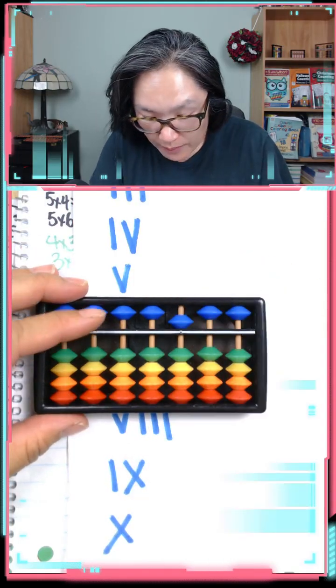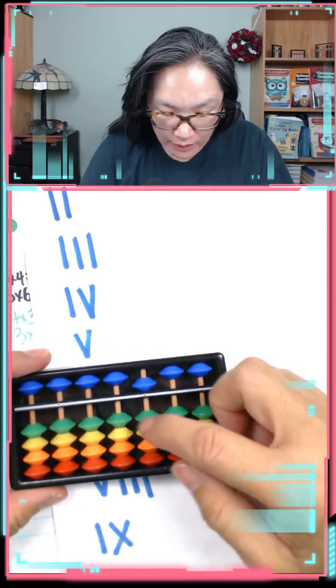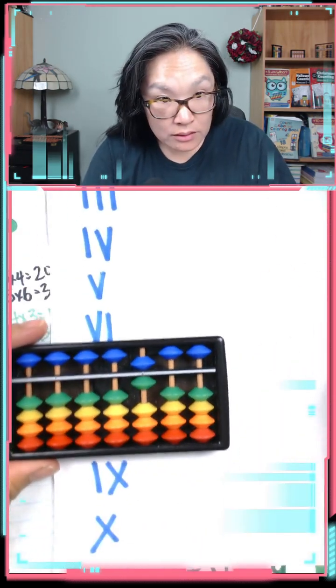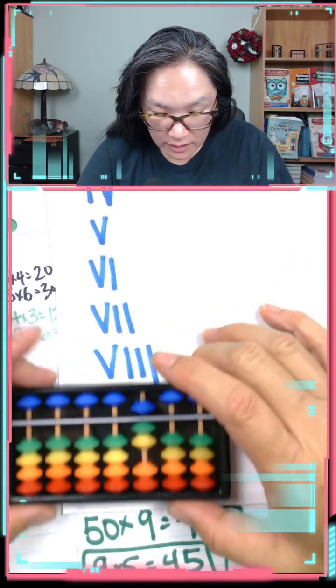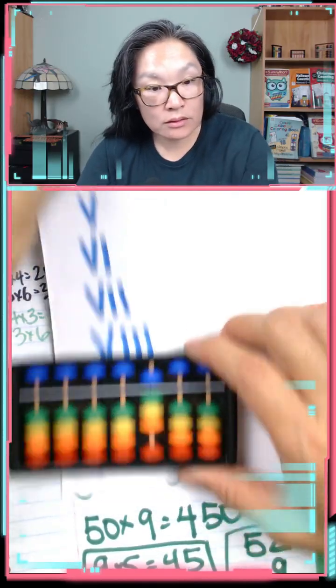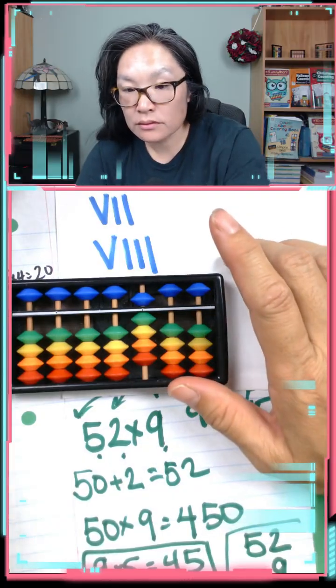5 is always going to be the top bead. The top bead will be 5. And then we add 1. That's now 6. And then 7. 5, 6, 7. And then 8. 5, 6, 7, 8. And then 9.